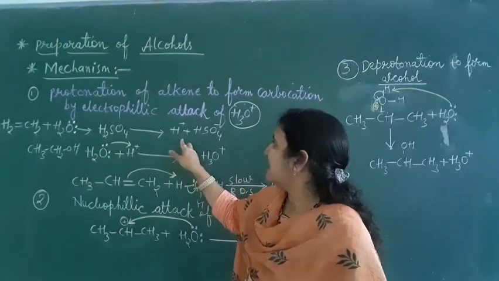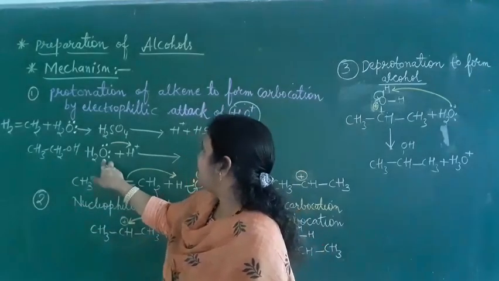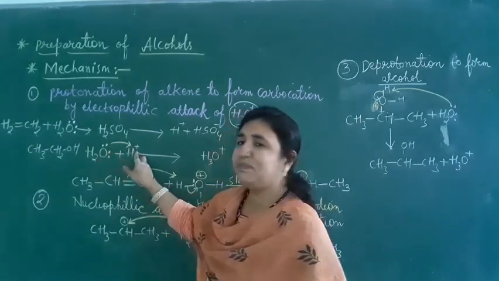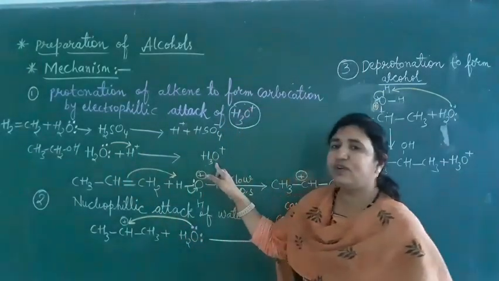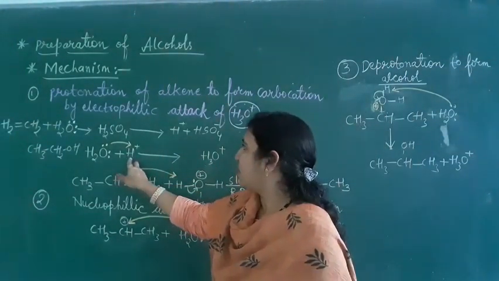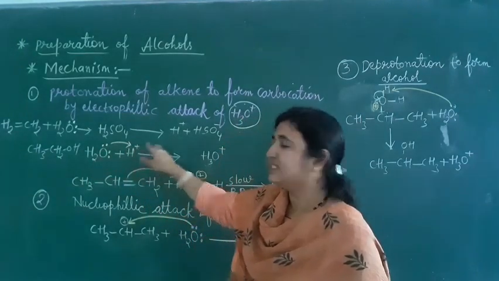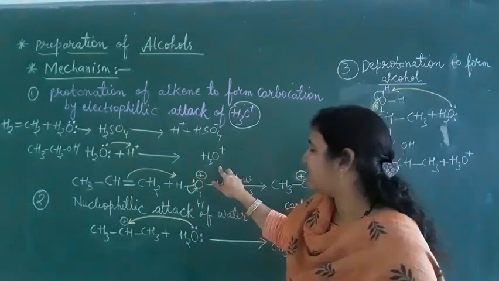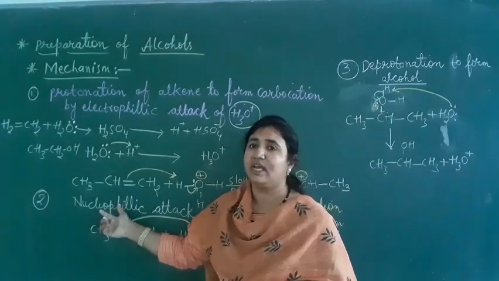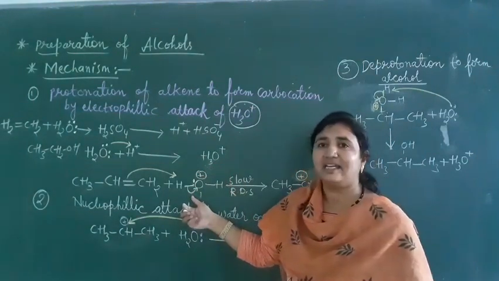When these H plus ions react with water, the lone pair of the oxygen will take this H plus and convert into hydronium ion. A proton, this oxygen of water, with its lone pairs, will attack this H plus ion and convert into H3O plus. This is the hydronium ion. Now this hydronium ion will react with alkene. So this hydronium ion acts as an electrophile here.